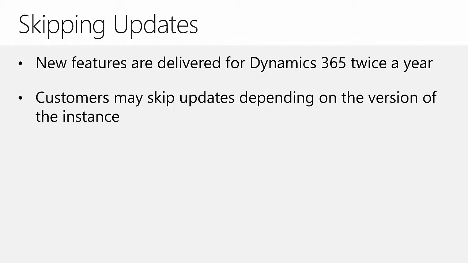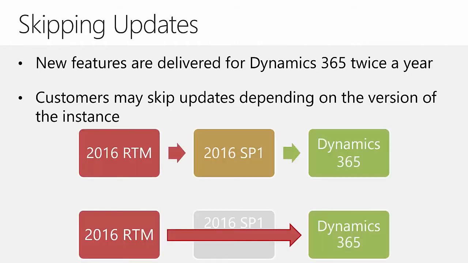Skipping updates is one of the tasks that can be performed as part of the customer-driven update process. Now, as we mentioned earlier, depending on the version of the instance that's running, customers may elect to skip updates. So for example, here we have two scenarios. In the first row, a customer is on the 2016 release and decides to take all of the updates that are made available. However, in the second row, a customer who's on the 2016 release decides not to take 2016 Service Pack 1, but will go to Dynamics 365 when made available, so they can skip the 2016 Service Pack 1 and go straight to Dynamics 365.